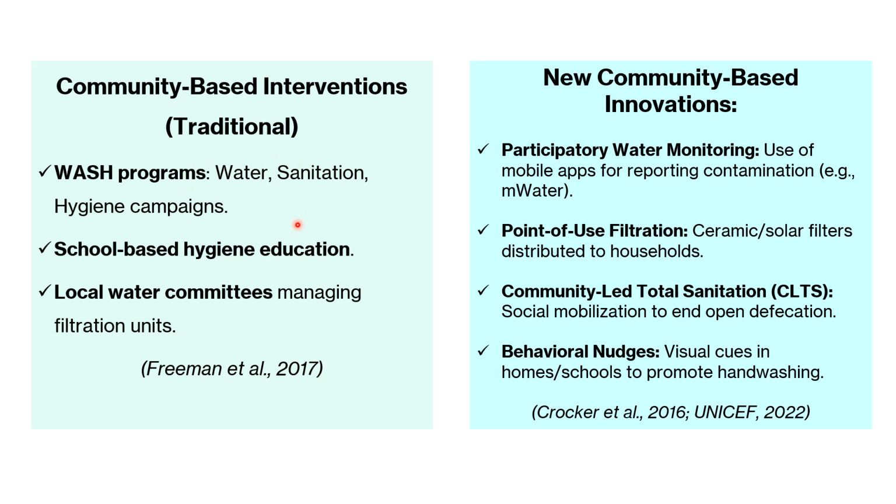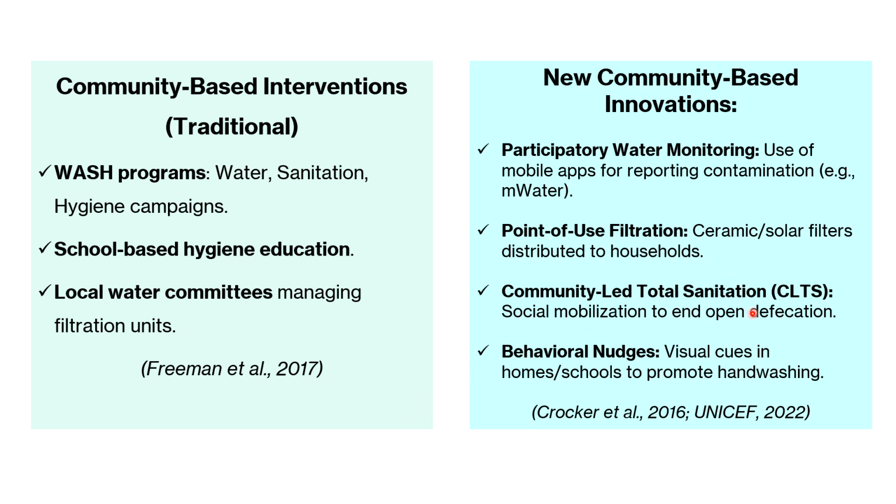Community-based interventions. Traditionally, we have the WASH program, the water sanitation hygiene campaign, school-based hygiene education, and local water communities managing filtration units. So we can see RO plants in different localities. And now there are new community-based innovations like participatory water monitoring and the use of mobile apps for reporting contamination, for example, mWater. And point-of-use filtration: at the point of use, you place solar filters or ceramic filters, distributed to households or to a small area where 2 or 3 households can use that filter.